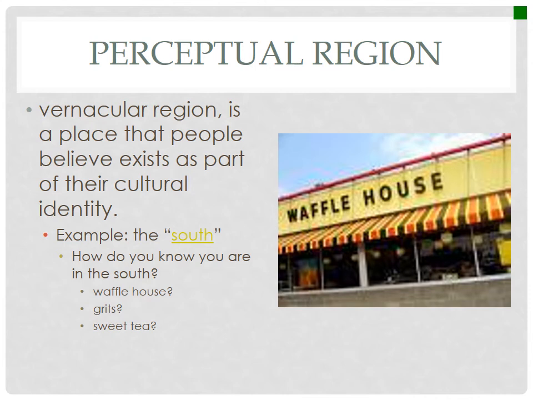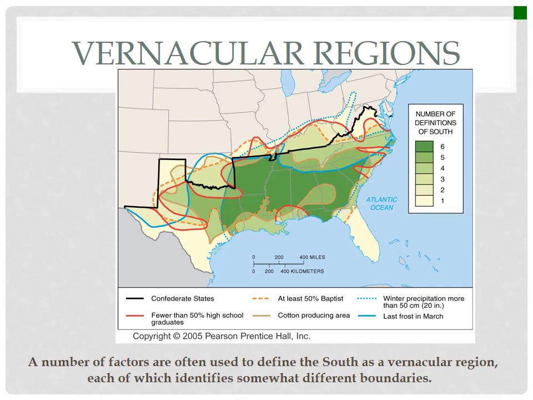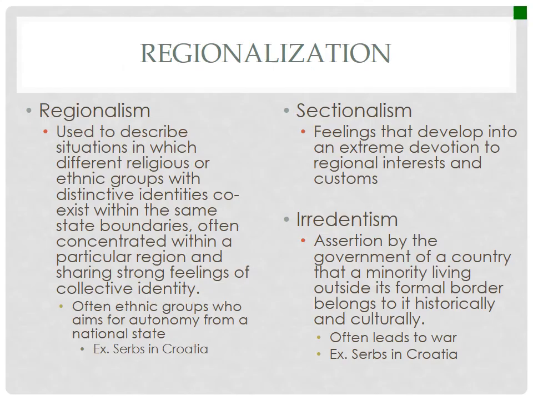Perceptual regions are more of a vernacular region where people believe things exist as part of a cultural identity. The classic example is the South. Here in the United States, the food and the language and the culture of the South and the common history vary compared to other places in the United States like the North, or the Midwest as well. And for vernacular regions, there are a number of definitions of what the South is in the United States. Again, going back to the Confederacy, the slave trade, religious, economic. So the connotation of the South has many different characteristics to it, as you can see by the map.